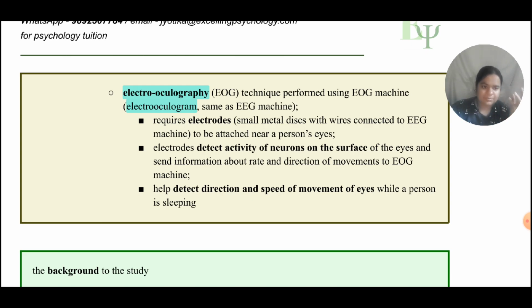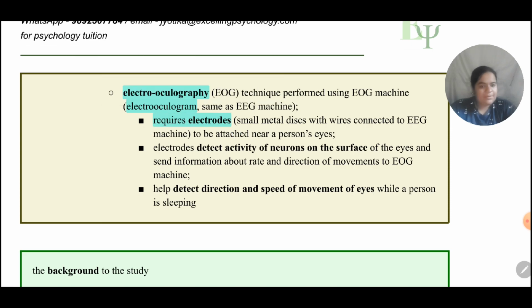Supposing the sideway neurons are active, the eyes must be moving sideways. If the up and down neurons are active, the eyes must be moving up and down. So we can come to know the direction of eye movement, also the speed of movement of the eyes. The more rapidly the neurons are coming into activity, the more rapidly his eyes must be moving.